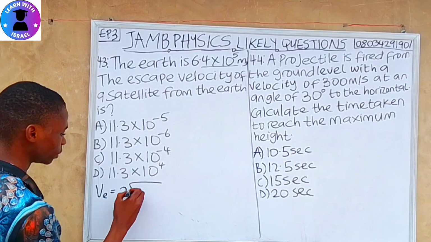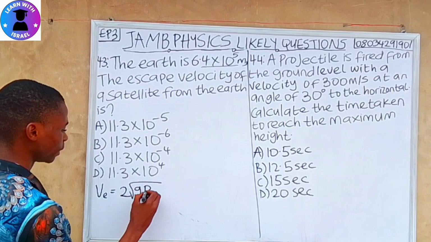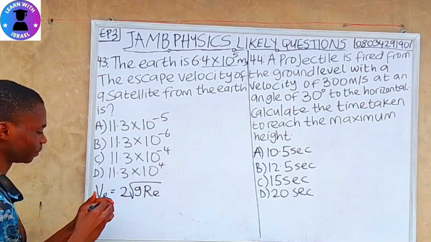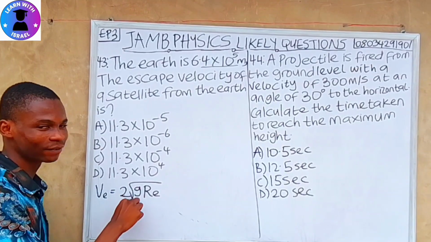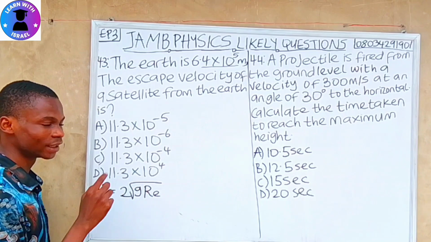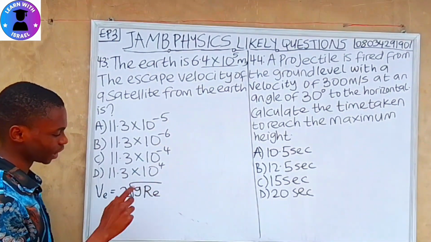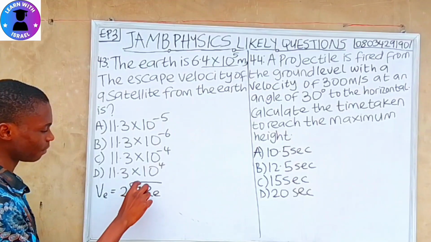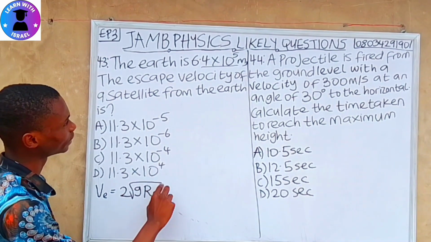The formula for escape velocity is written as V equals square root of 2GR_E. I will explain. This is the escape velocity. This G represents gravity. Gravity is constant. Acceleration due to gravity equals 10 meters per second squared. And this R represents the radius of the Earth.